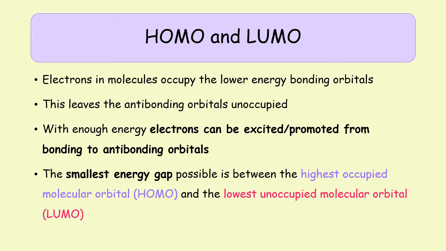So you need to know HOMO and LUMO. Often it is enough to just say that there's an excitation from the HOMO to the LUMO, but I would recommend that you learn what HOMO and LUMO mean: highest occupied molecular orbital and lowest unoccupied molecular orbital.